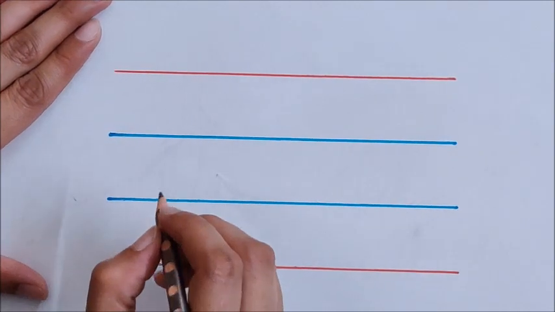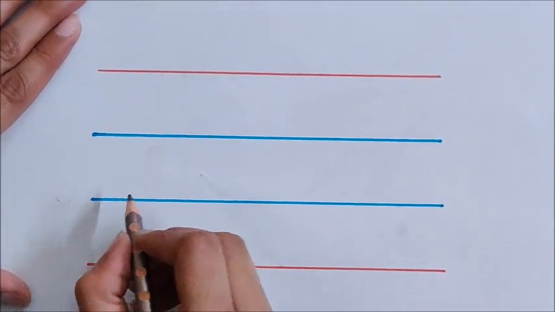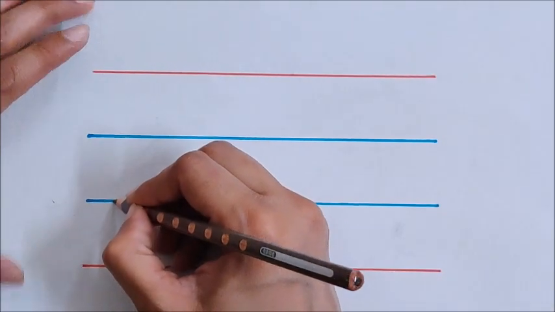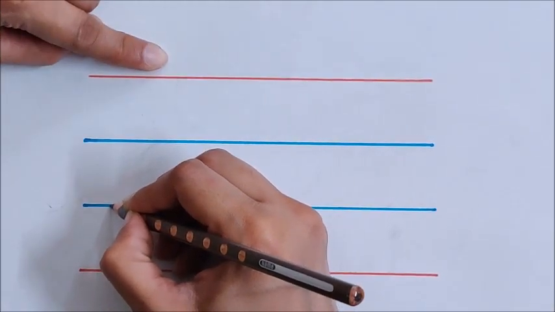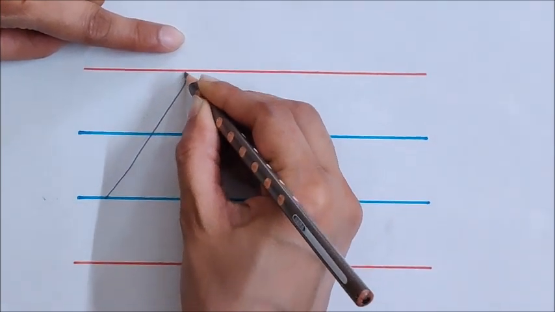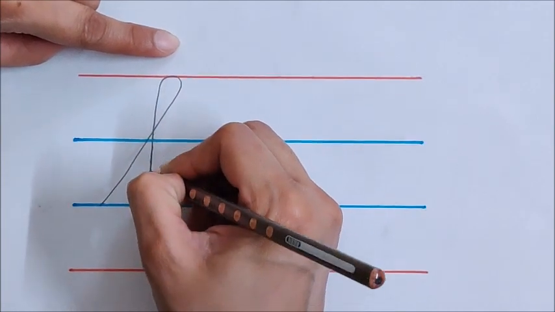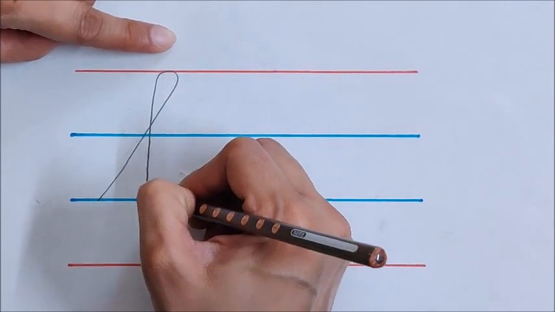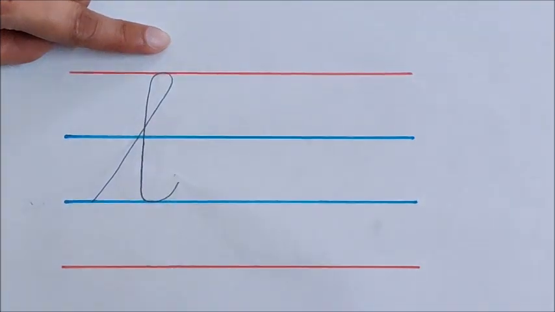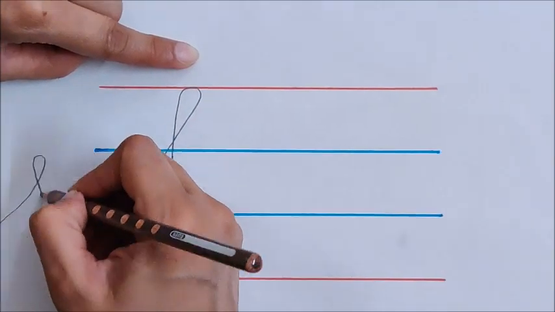Now let us write letter L. To write letter L, you will start from the lower blue line. Go up till the red line. See, till the red line you have to come up. Go up, touch the red line. Now you have to turn and make one. It should be straight like number one and a little up. This is L. Okay children, don't make L like this.